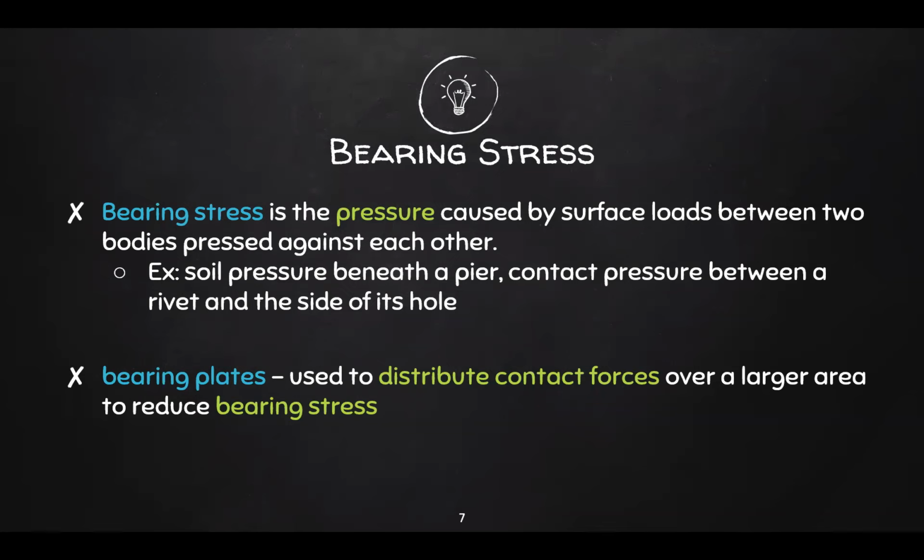You just heard about the rivet earlier, and it's experiencing shear. Now we're also saying that aside from shear, it can also experience bearing stress, which I'll show more later on. Now, if the bearing stress is large enough, it can locally crush a material. Because of that, we have what we call bearing plates. Bearing plates are used to distribute contact forces over a larger area to reduce bearing stress.